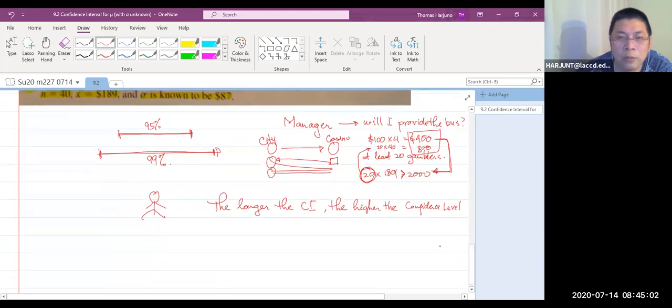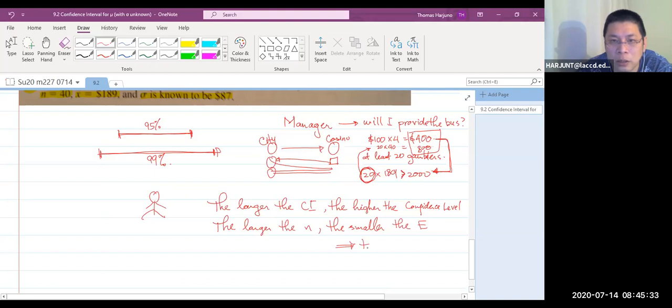Now, let me mention this at the same time. The larger the sample size, the smaller the margin of error, and consequently, the smaller the confidence interval.